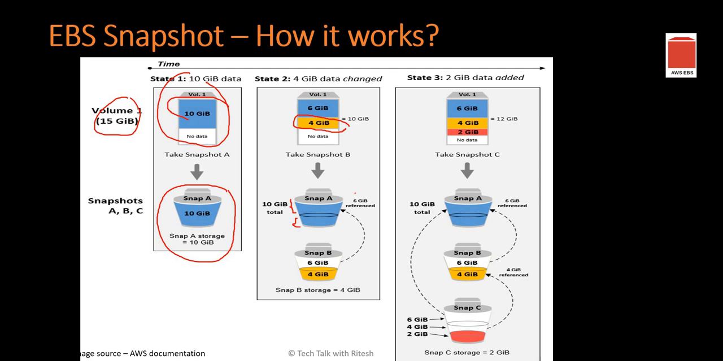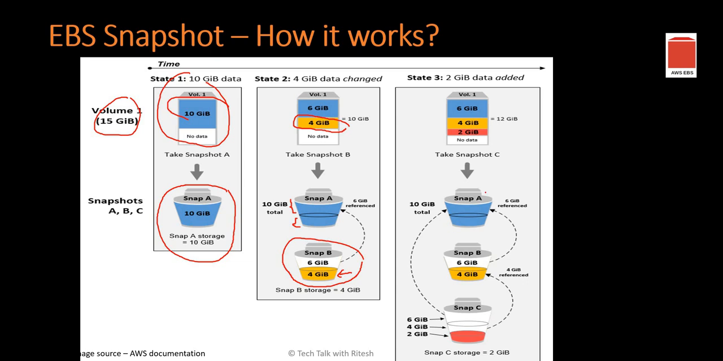Okay, and that is changed. So what will happen? Another snapshot will be created. This is my new snapshot. The new snapshot will be created with only 4 gig changed data, and the remaining 6 gig data will be referenced from snapshot A, because that is unchanged. So what we are doing here, we are not creating snapshot B with full data, but only with the changed data set.